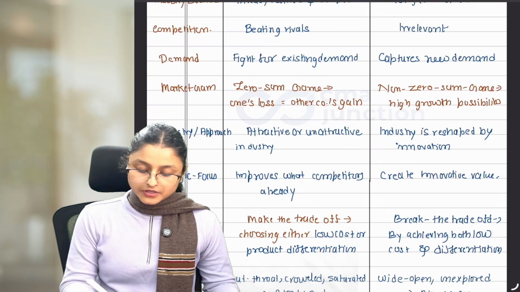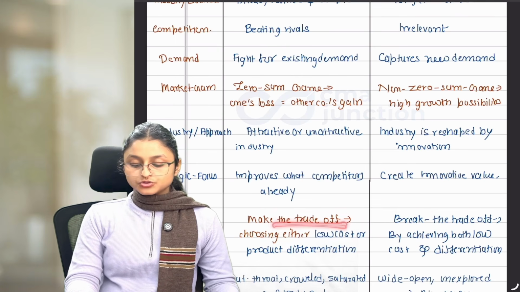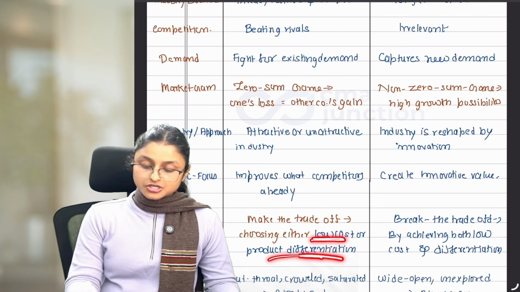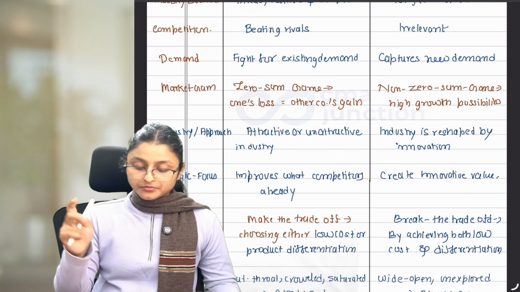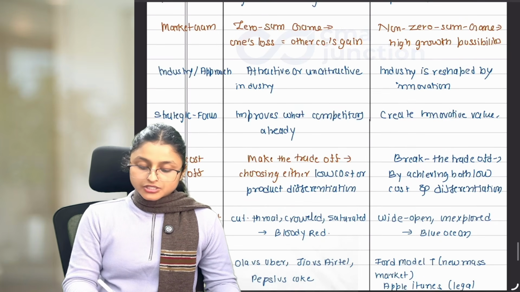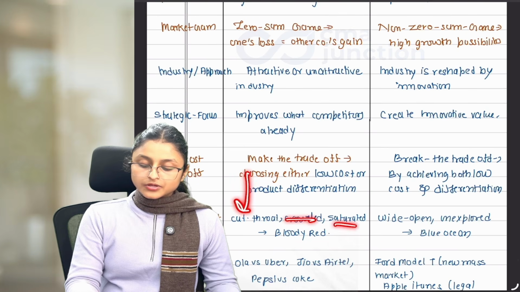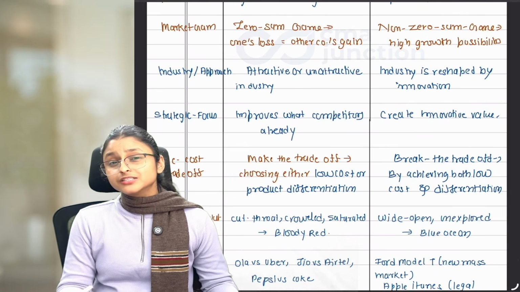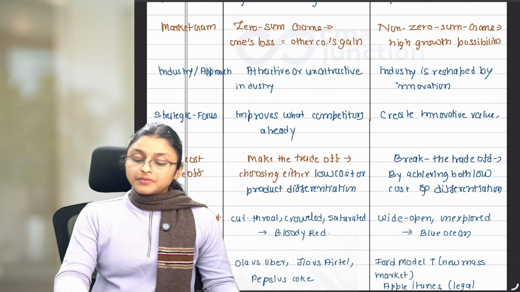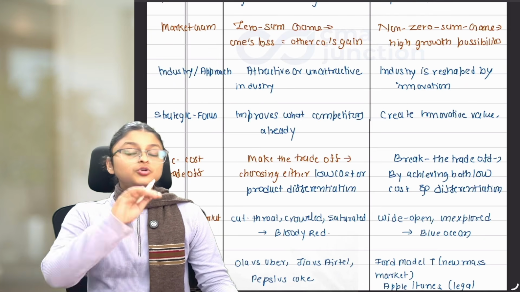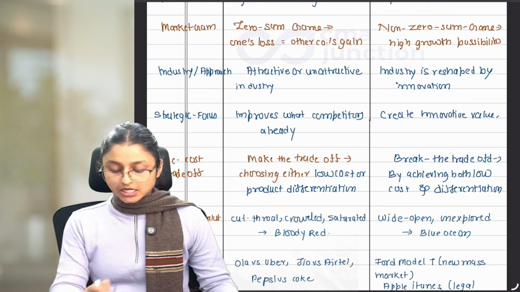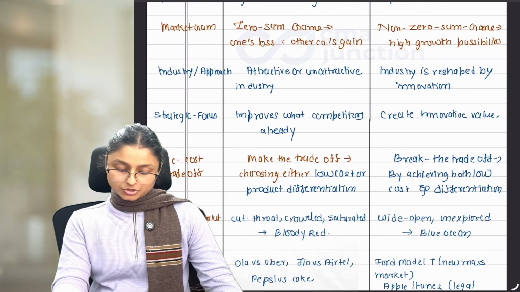Value cost trade-off: here we make the trade-off by choosing either low cost or product differentiation, but in blue ocean we can achieve both, low cost and product differentiation together. Nature of market: in red ocean there is a cutthroat, crowded and saturated market, and that is why it is known as bloody red. But in blue ocean, we have a wide open, unexplored market. No one else has come to that market till now, and that is why it is known as blue ocean.